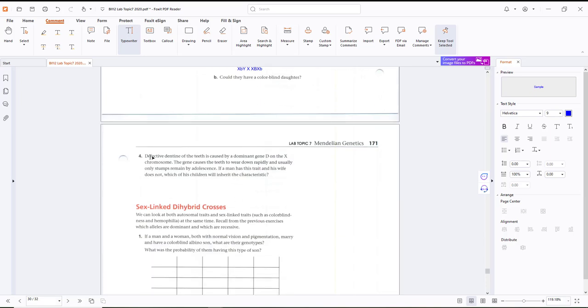All right, number 4, defective denting of the teeth. Why did I say detective? Defective denting of the teeth is caused by a dominant gene D on the X chromosome. The gene causes the teeth to wear down rapidly, and usually only stumps remain by adolescence. If a man has this trait and his wife does not, which of his children will inherit the characteristic? Will it be the males or the females? So if the man has it and it's found on the X chromosome, who will have it in his kids? The males or the females?